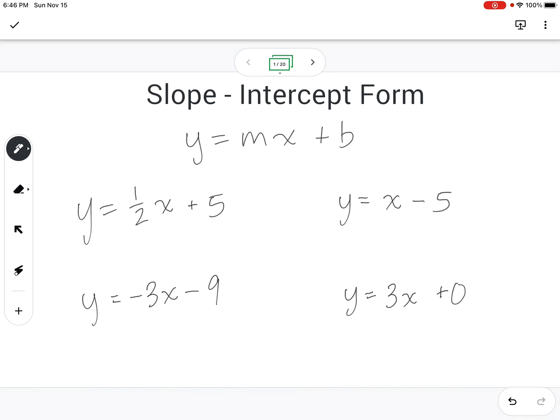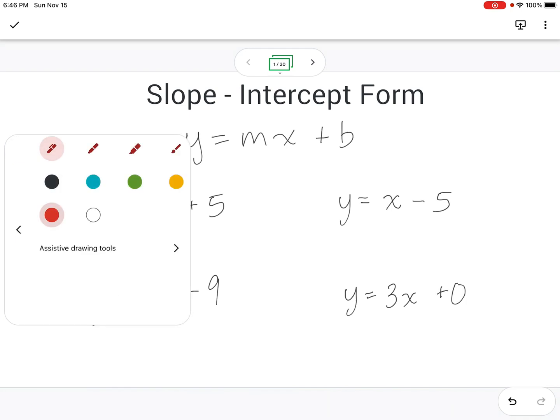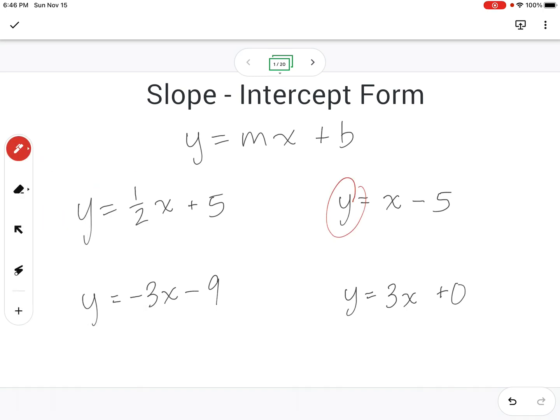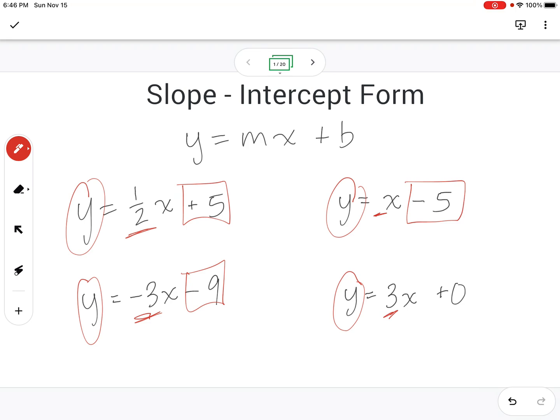slope-intercept form, and they look like this. Just a couple features to point out: the y is by itself on the left side, right? That's a really important feature. The y is by itself. There's a slope that's multiplied by the x, right? And then there's this y-intercept that's on the end. So this is what we've learned about slope-intercept form.